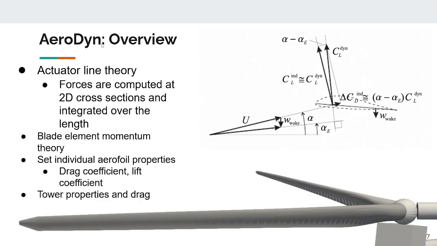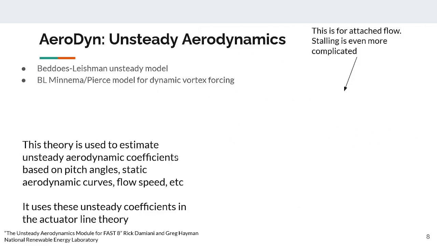So AeroDyn, which calculates the aerodynamic forces of the turbine, uses actuator line theory, in which forces are computed at 2D cross sections and then integrated over the length. It also uses blade element momentum theory for coupling of the wake, but as the turbine will be fixed, we don't have to worry about this. You set individual airfoil properties, like you can see down here, how this is discretized into a bunch of different segmented airfoils, and also tower properties and drag.